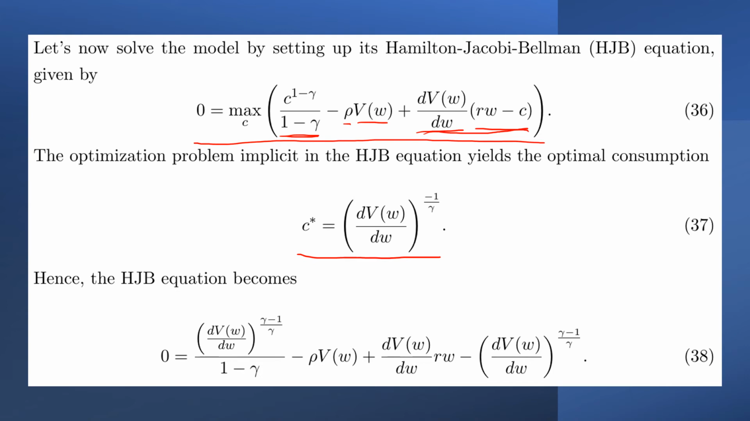Notice that C star depends on the value function. We can substitute it back into the Hamilton-Jacobi-Bellman equation to obtain this rather complicated looking expression.